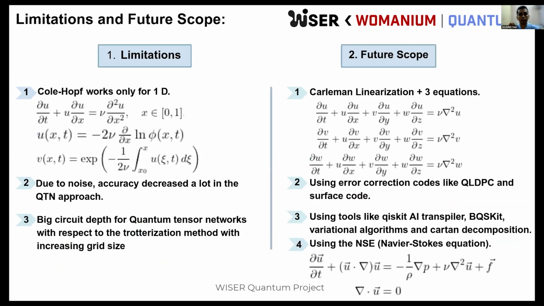So there were some limitations here: Cole-Hopf works only for 1D, and due to noise, accuracy decreases a lot in the QTN approach. For the future scope, we would like to scale it up to 2D and 3D using Carleman linearization. And we would like to use more error correction codes and more advanced techniques like variational algorithms. We can move on to the next slide.